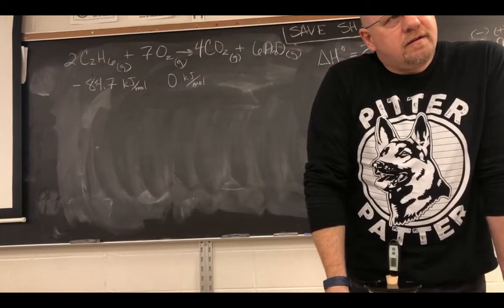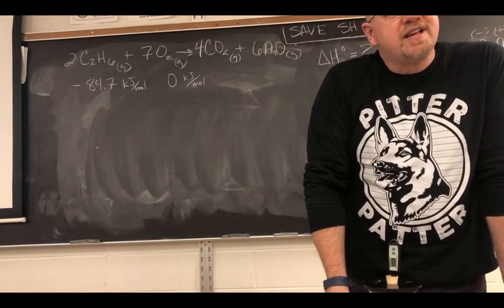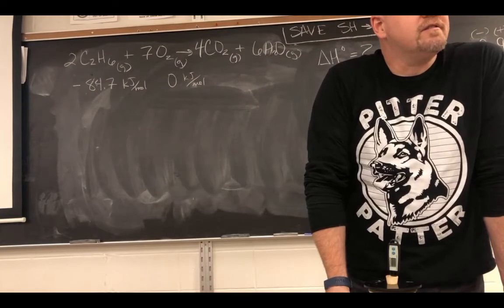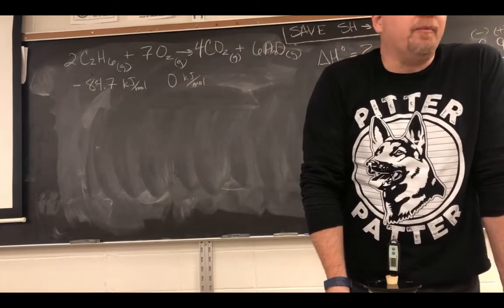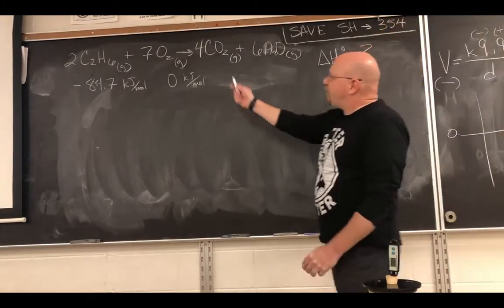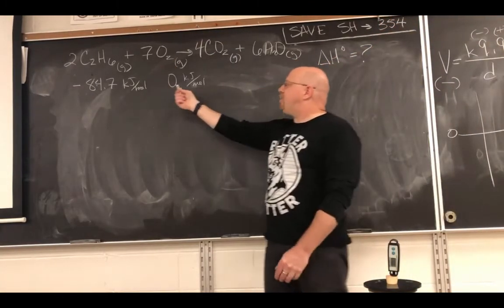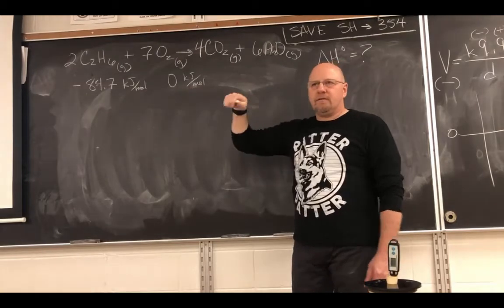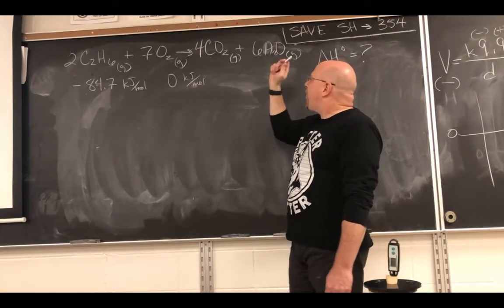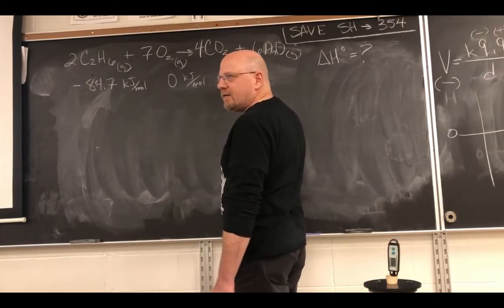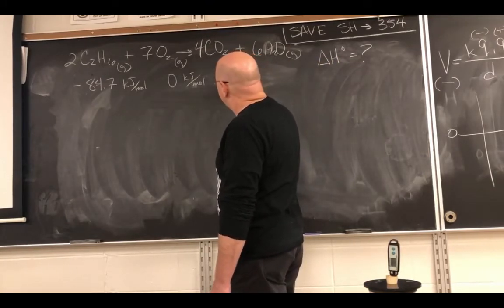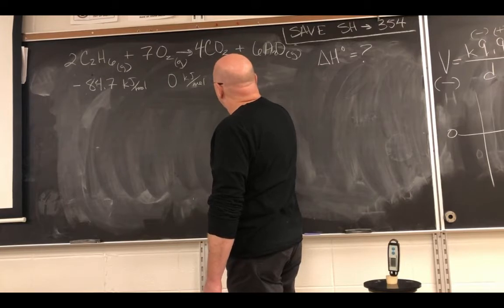JT, how is it 0? What's the standard state of oxygen? 0. And that's its element. So elements in their standard state, their enthalpy of formation is defined as 0. All right, what's the enthalpy of formation for carbon dioxide? Negative 393.5.